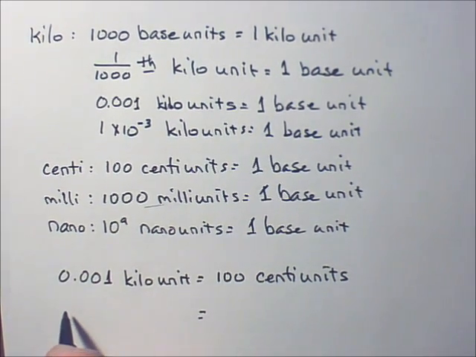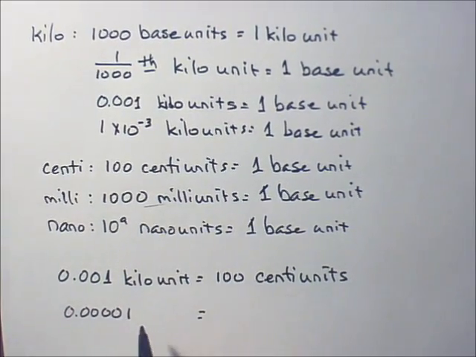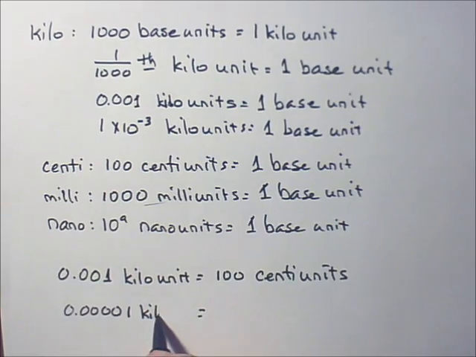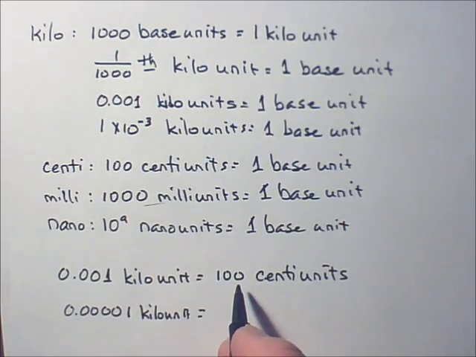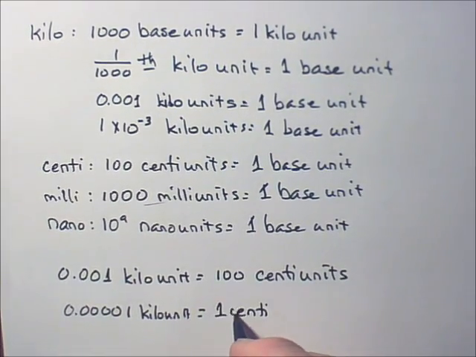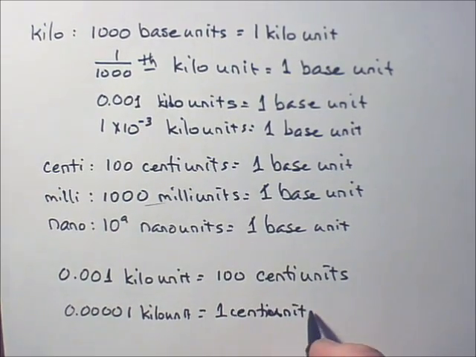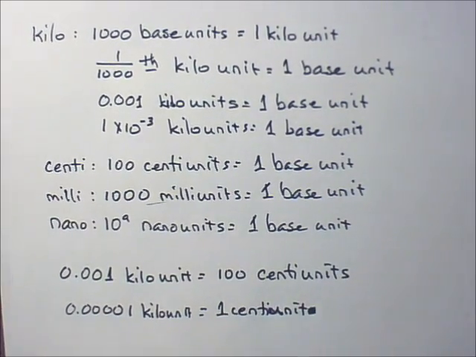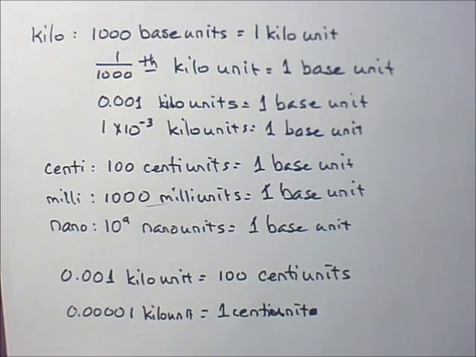Okay. And 1e-5 is the same thing as 0.00001 kilo unit. And you divide 100 by 100 and you get 1 centimeter. Or centi unit, rather. That's what I should be saying here. Okay? Got that?